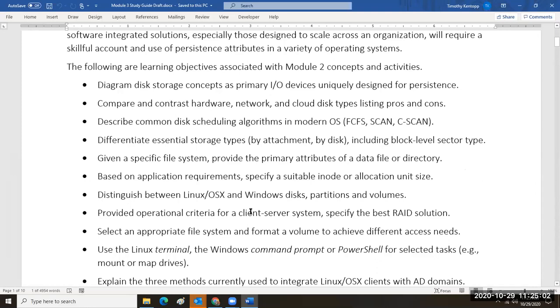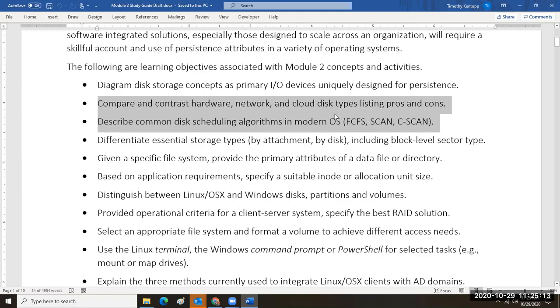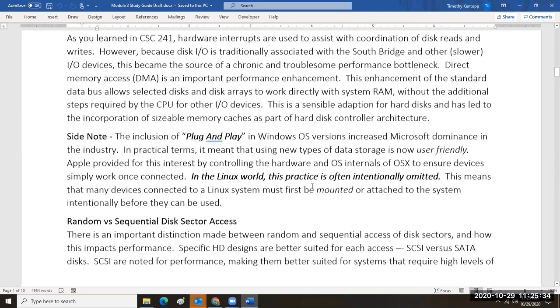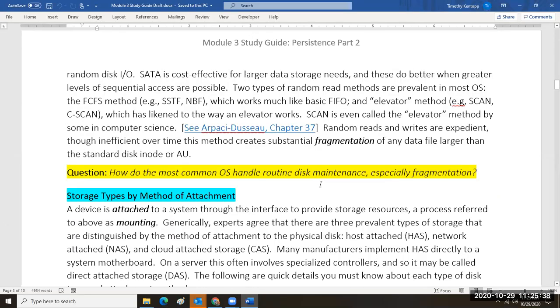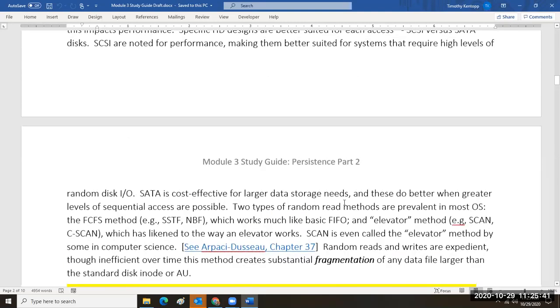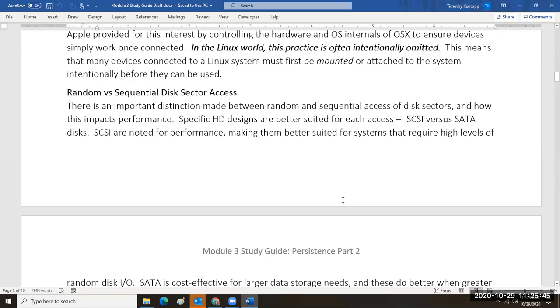Okay, so one of the things we want to do is walk out the scheduling algorithms for common disk sets. And then we also want to contrast the different types of corporate storage options. And we want you to be able to distinguish the differences between them. There's some quick information here about random versus sequential disk sector access. So that's about the second learning objective.